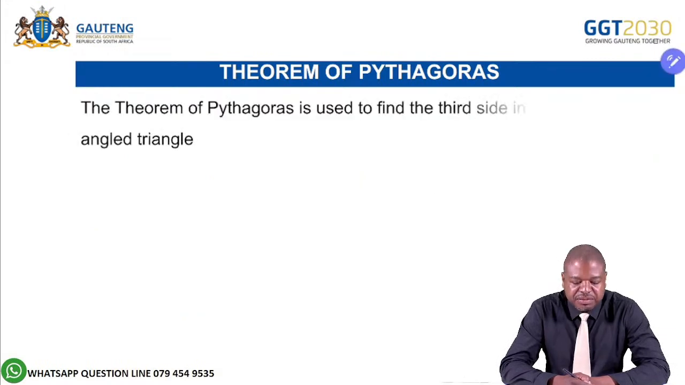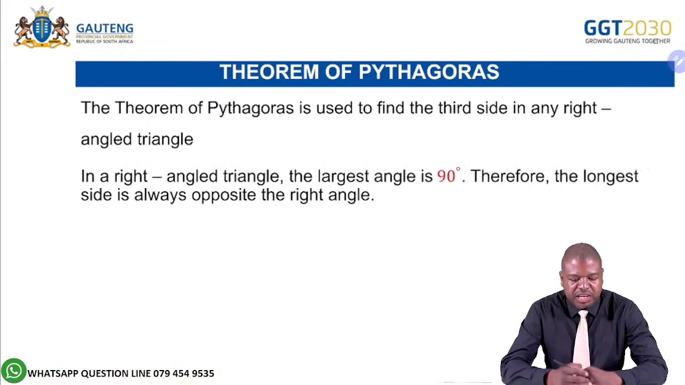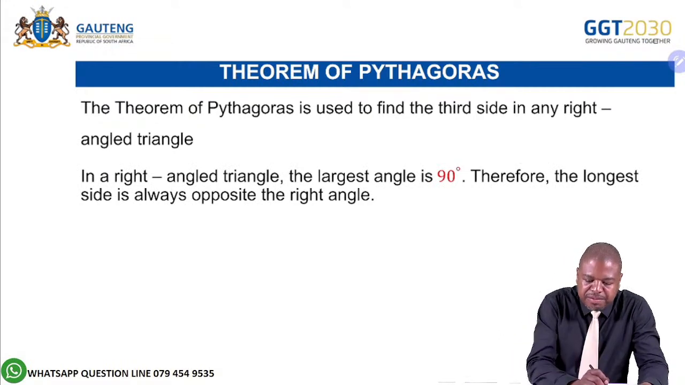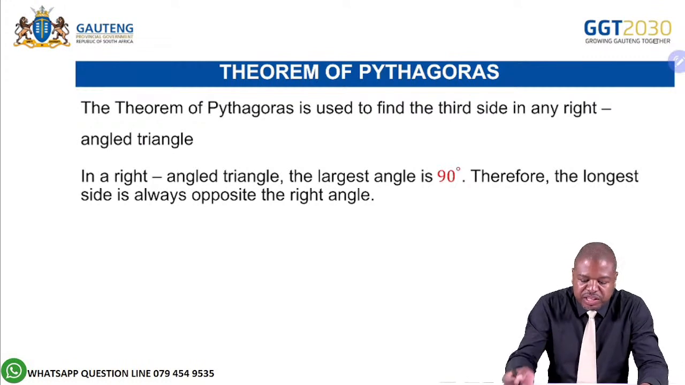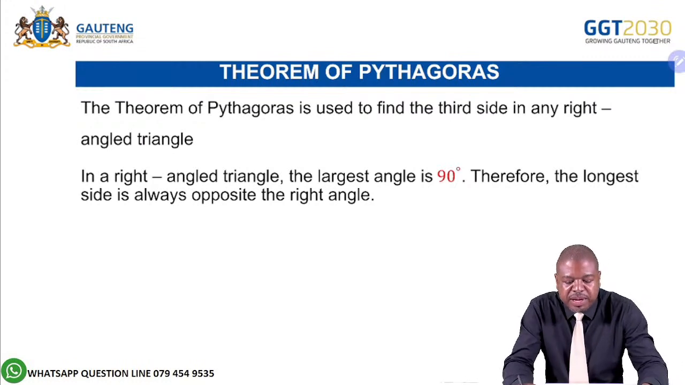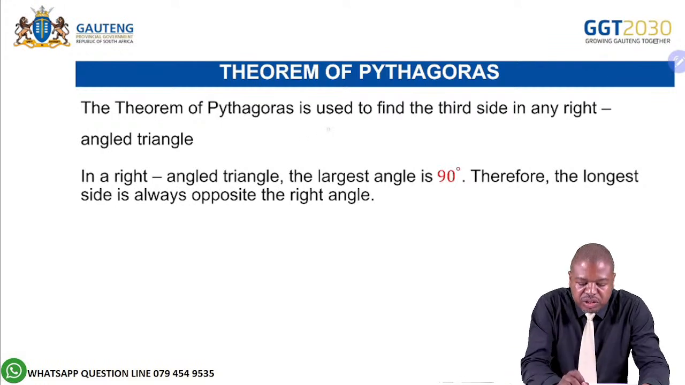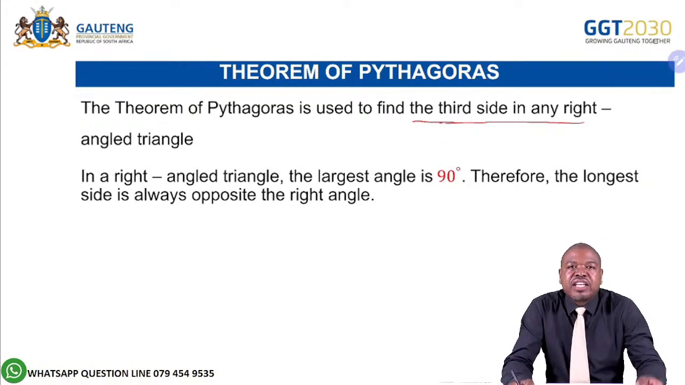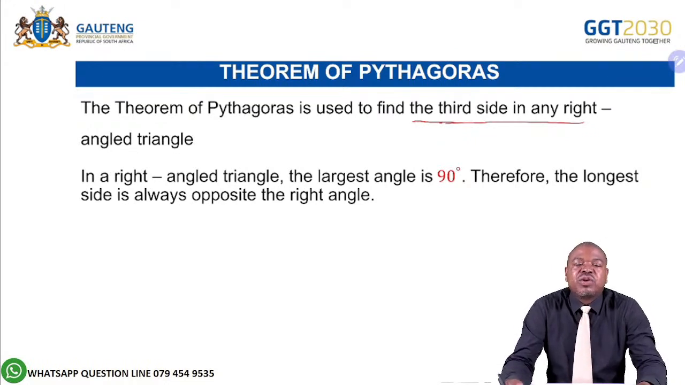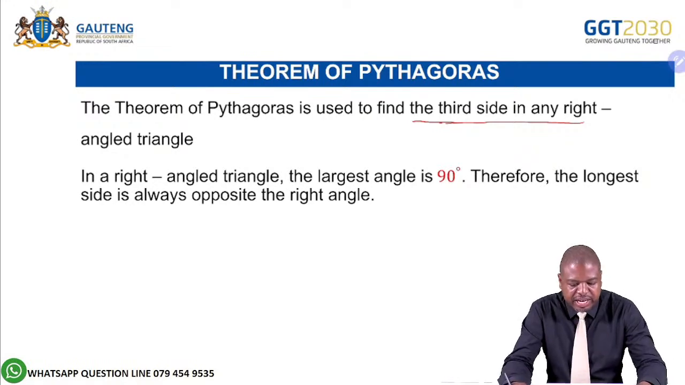Now, I would like us to have a look at some of the features that we need to know if we are dealing with the theorem of Pythagoras. The theorem of Pythagoras is used to find the third side in any right angle triangle, as long as you are given the other two sides. It's not always the case that you are looking for the hypotenuse, right?